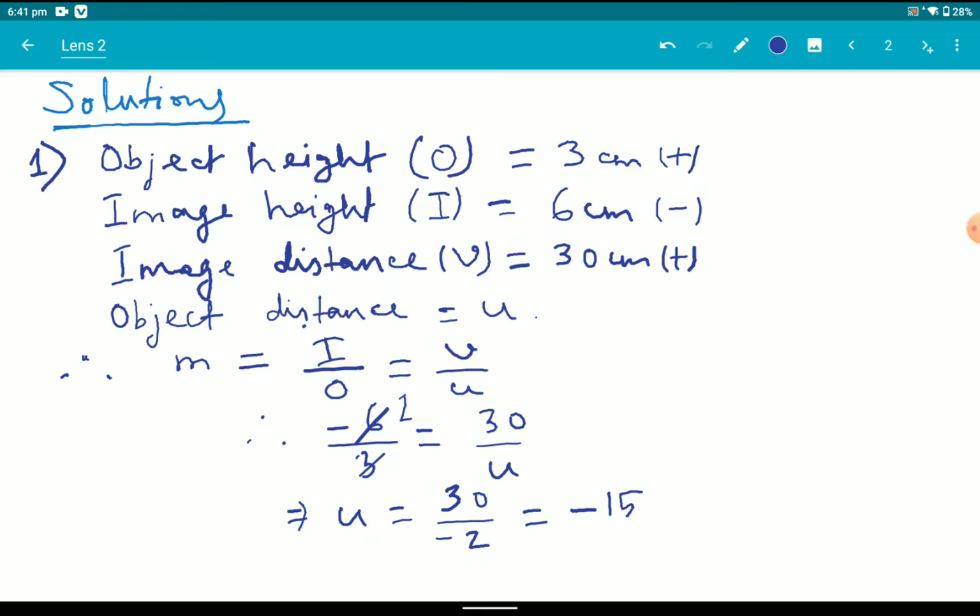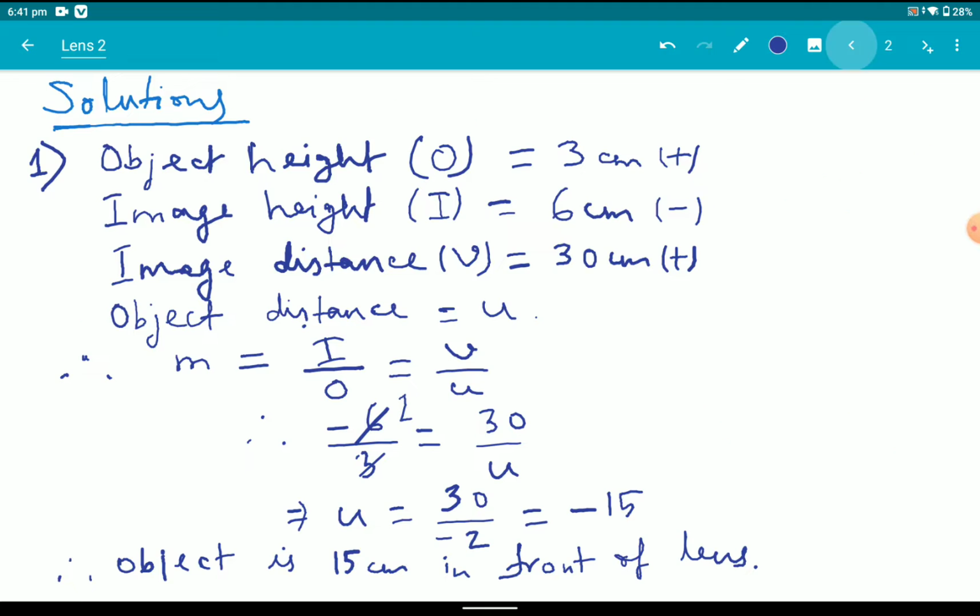So what does the negative sign imply? The negative sign implies that the object is placed in front of the lens, that is why it is coming out to be negative. So the object distance is 15 centimeter in front of the lens. Therefore, the object is 15 centimeter in front of the lens. You have to write it like this, okay, in front of lens. Fine. So the first part of the problem has been solved.